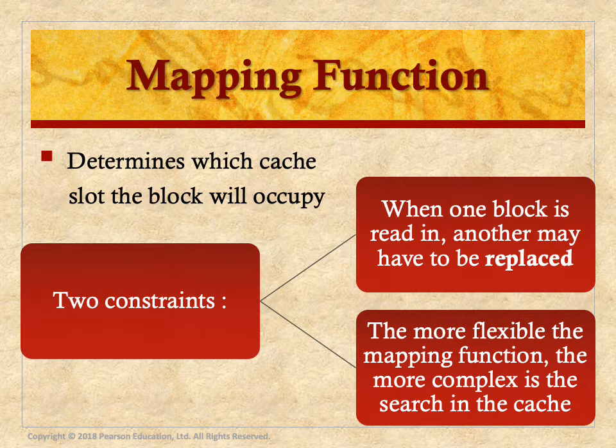The second constraint is the more flexible the mapping function, the more complex becomes the search in the cache. That means if the mapping function takes too many parameters into account, then computing the result of the mapping will take some extra time, and that will also lead to a decrease of the system performance.